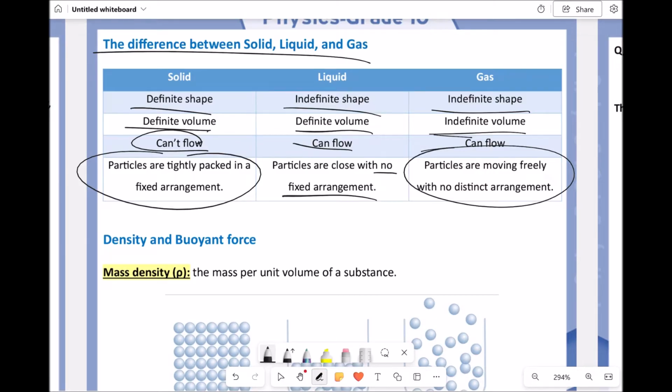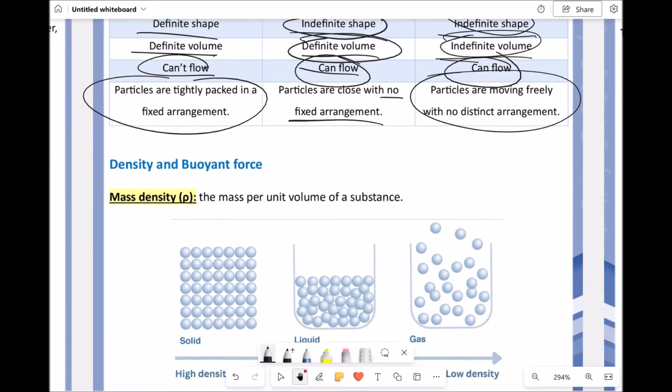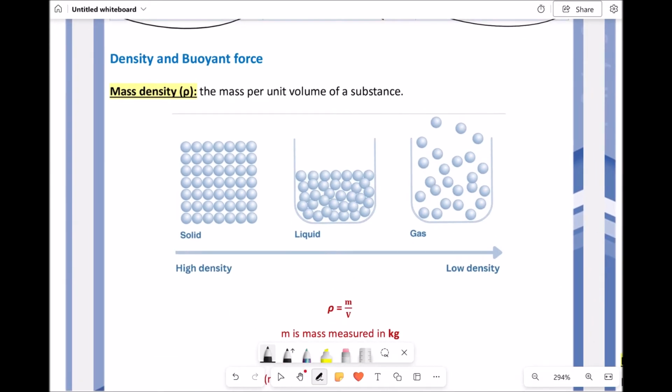If I ask you what's the difference between liquids and gas, it's the definite volume. Liquids have a definite volume, but gases have no definite volume. The common thing between them is that they have no definite shape, gases and liquids, and they can flow too, okay? Now we have density and buoyant force.